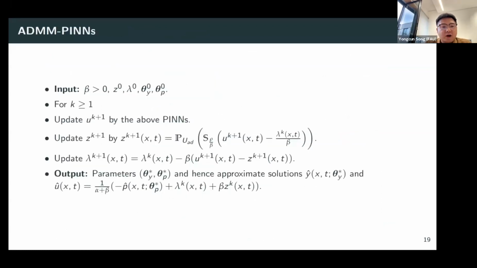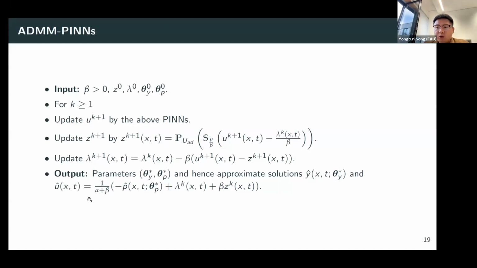And this is the resulting ADMM-PINNs algorithm. We first initialize the variables z and lambda, then initialize the neural networks. Then we can update u^{k+1} by the above PINNs method, and then update z^{k+1} and then lambda^{k+1}. The updates of z and lambda are very easy and cheap. And finally, we can output the approximate solutions y hat and u hat.